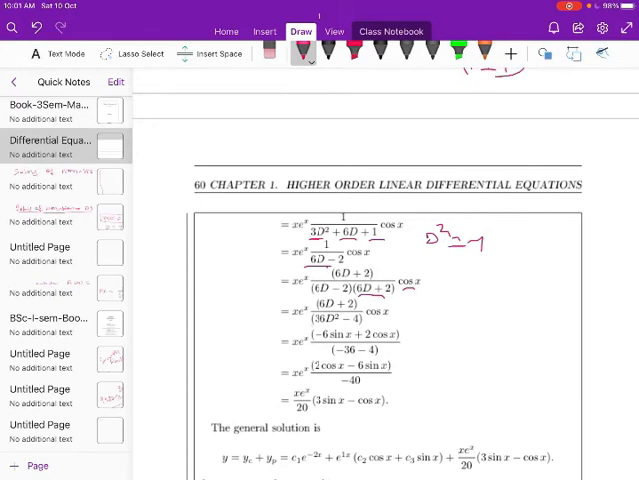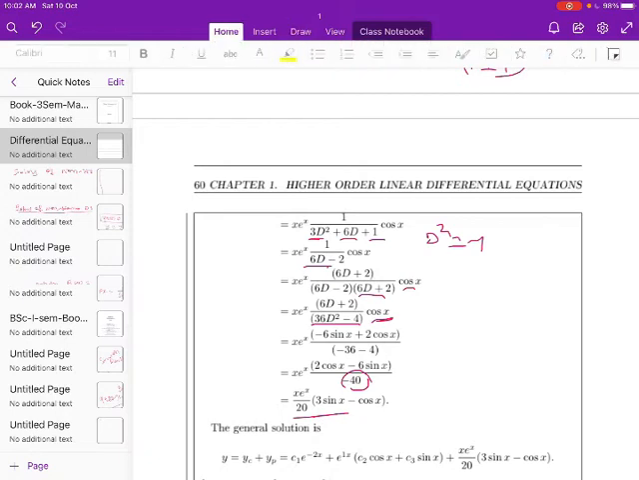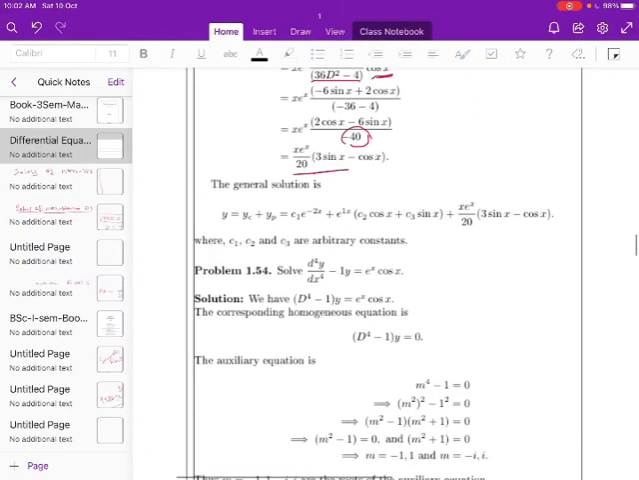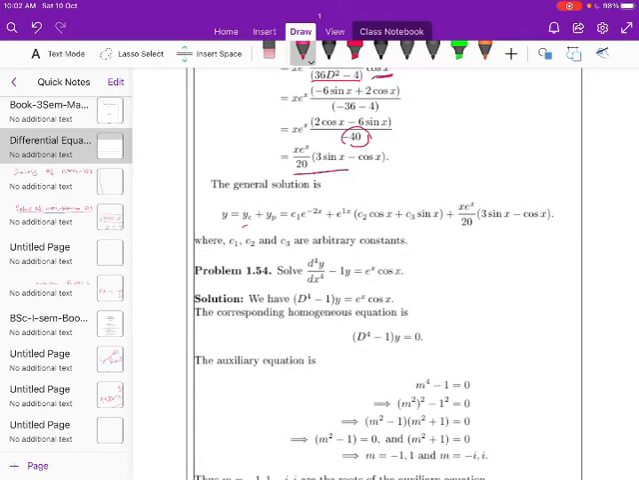So this can be written as x into e power x [1/(6D + 2)] by (36D² − 4) into cos x. So now we have to operate for D² in the denominator. So minus 1 into 36, so minus 36 minus 4, that is minus 40, and differentiation of cos x is minus sin x, 6 times minus sin x, and plus 2 into cos x. So that is x into e power x by 20 into 3 sin x minus cos x. So this is the particular integral.